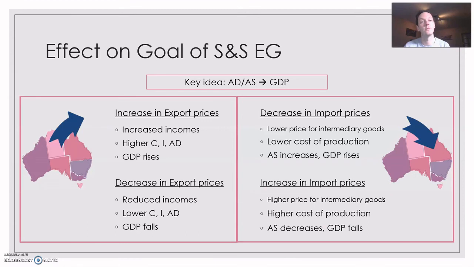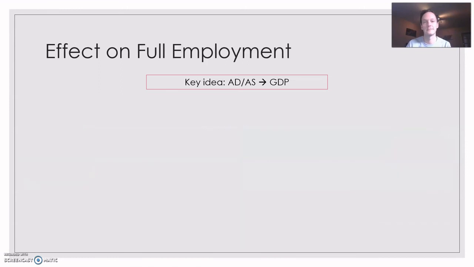And it's just the opposite when import prices increase. So when there's a higher price for intermediary goods, there's a higher cost of production and aggregate supply will decrease, GDP will fall. You'll see a pattern that we've got here going on, guys. On the export side, we're looking at demand side effects, and on the import side, we're looking at supply side effects. Hopefully now you'll start to thank me for why we went so heavy into these links in the chain process.